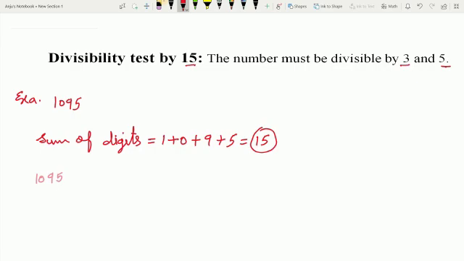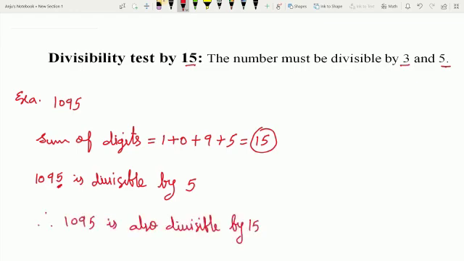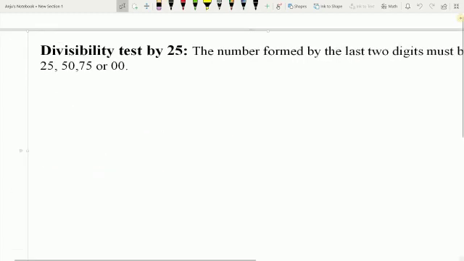Now let us check it by 5. So in 1095 the ones place digit is 5, and we know that any number whose ones place digit is 5 or 0 is divisible by 5. It means 1095 is divisible by 5. Now since this number is divisible by 3 and also by 5, therefore 1095 is also divisible by 15.